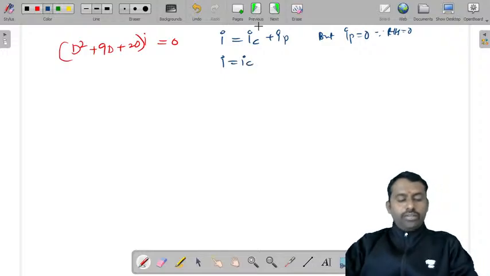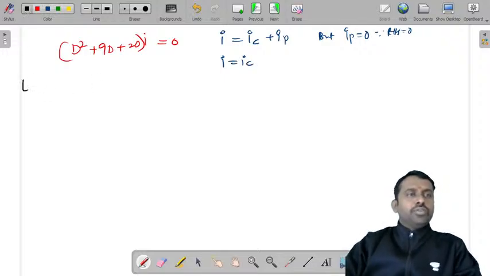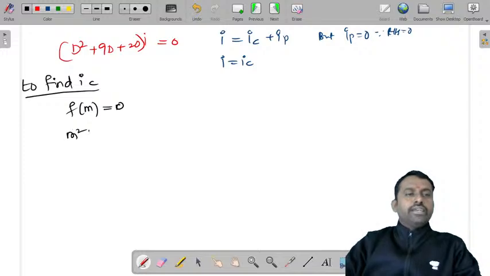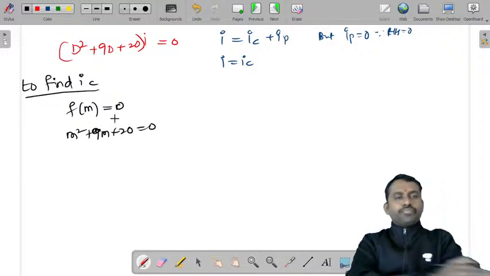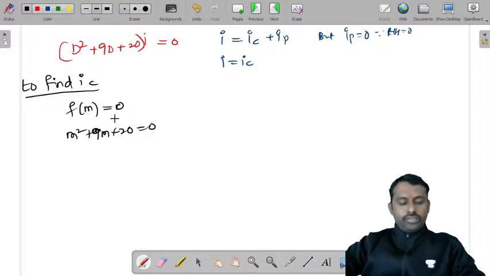So we need to find what? We need to find I_C. So how do you do that? Take the auxiliary equation, F of m is equal to 0. What is that? m square plus 9m plus 20 is equal to 0. Now try to find its roots.